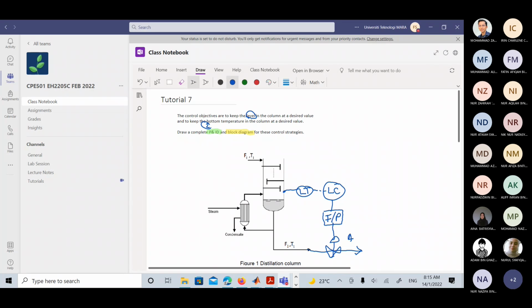Can someone help me to draw the PNID for the bottom temperature? For the temperature controller, the key here is what is the manipulated variable. What happens if the temperature decreases? What should we supply to the column in order to increase the temperature? Steam. Yes, steam. So steam would be your manipulated variable. And then what is your disturbance in this case? What is the disturbance?